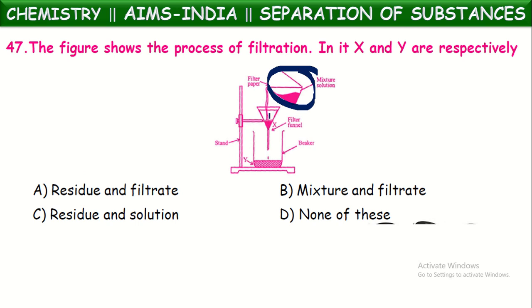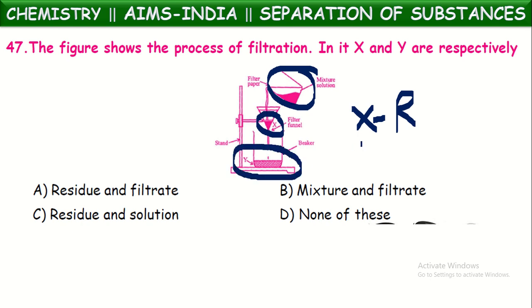They have poured this through filter paper, which is taken in a funnel. Now, pure liquid is coming down into the beaker, and the insoluble solid substance remained here. The insoluble solid substance remaining in the filter paper is called residue. So X is residue. The pure liquid obtained in the other container, the beaker, is called filtrate. So Y is filtrate. The pure liquid obtained in the filtration process is called filtrate. So X is residue, Y is filtrate, respectively.